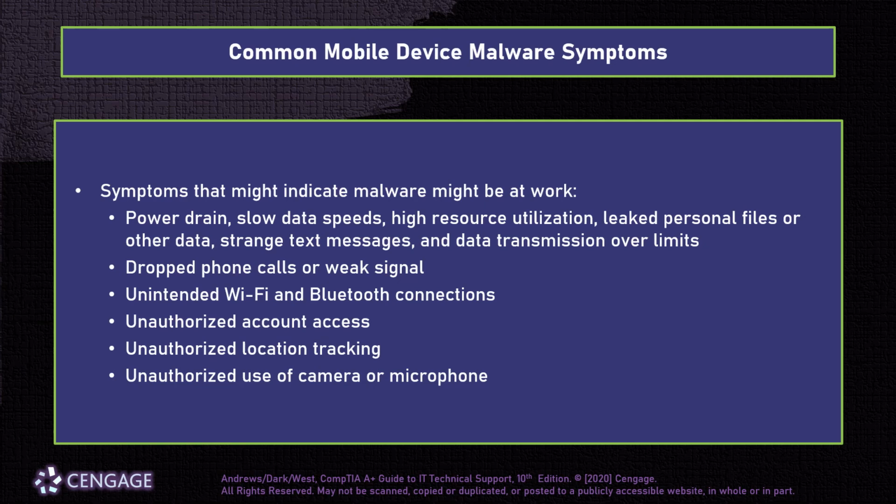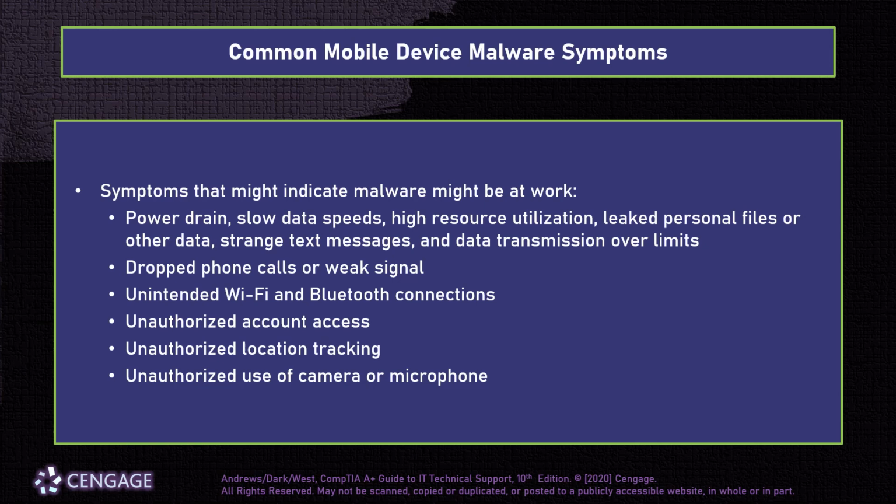High resource utilization. Your phone's sitting idle and it's really hot and it seems like it's eating up a lot of memory, that can be potentially problematic. Leaked personal files, all of a sudden, you've got photo uploads that are showing up where they shouldn't be, things like that. Strange text messages or pop-ups. Data transmission over limits. So if you have a metered connection through your cell phone provider and it's like, hey, you've been using a lot of data this month, we need to check what's going on, and you know that you haven't been engaging in a ton of data usage, or if you've been on Wi-Fi for the majority, it's important to go ahead and check that stuff out.